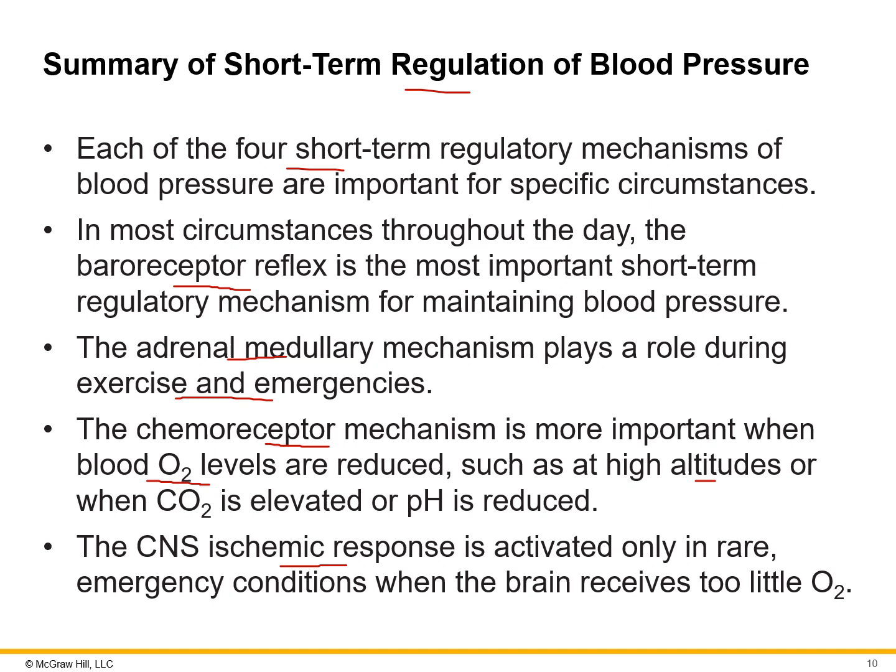And then the ischemic response is activated only in rare, though important, emergency situations when the blood is getting too little oxygen and we're trying to save the brain at the expense of the rest of the body, essentially.